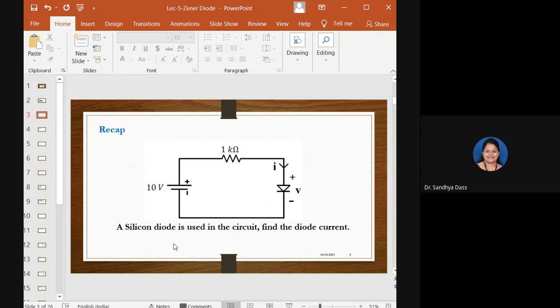I hope you are able to see the circuit there. Can you solve this and give me what is the diode current in the circuit? Simple problem. For the given circuit, a silicon diode is used in the circuit. Find the diode current. So what do you have to do there? You have to apply KVL, isn't it? Apply KVL inside the loop and arrive at the answer.